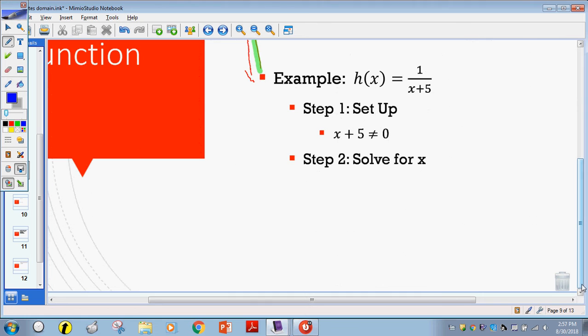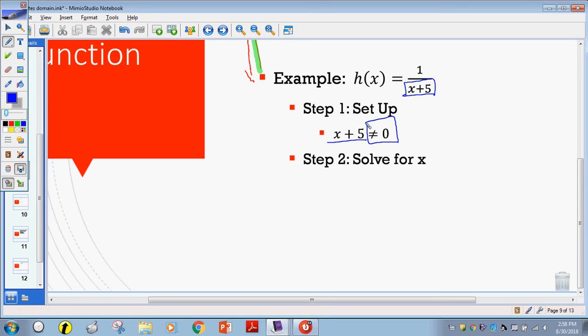All right. So our example is 1 over x plus 5. So you're going to take whatever is in the denominator, not numerator, denominator, and set it not equal to 0. Take whatever's in the denominator and set it not equal to 0. Got it? And that's step 1. Any questions about the setup? Easy enough? Yeah. All right.